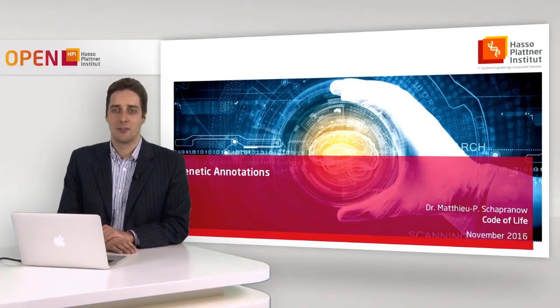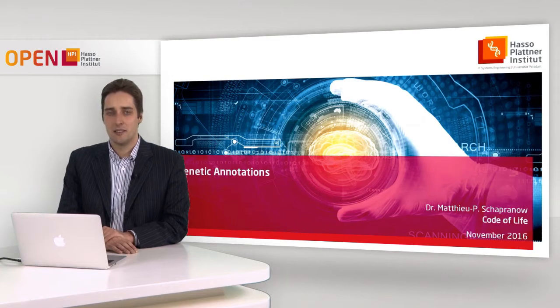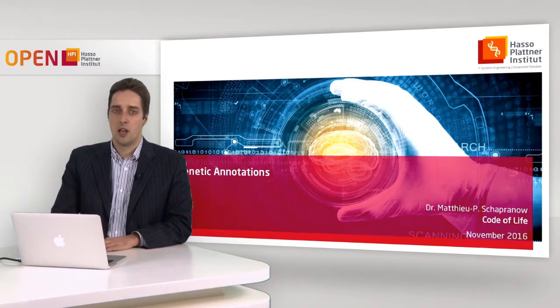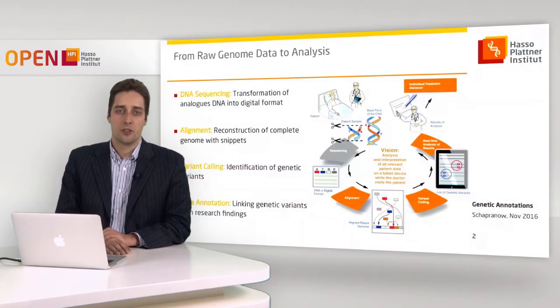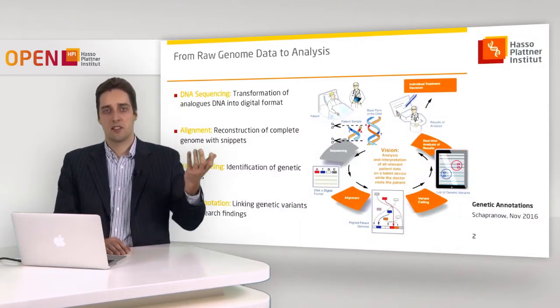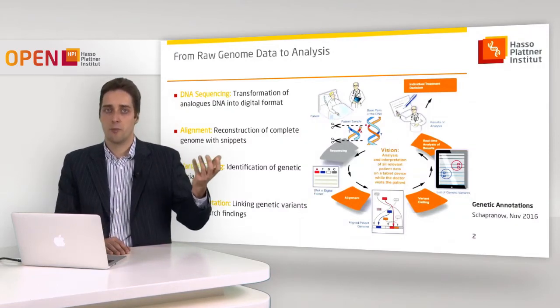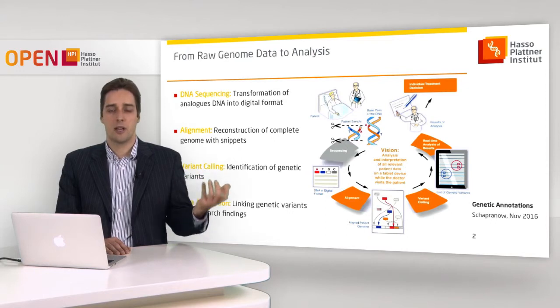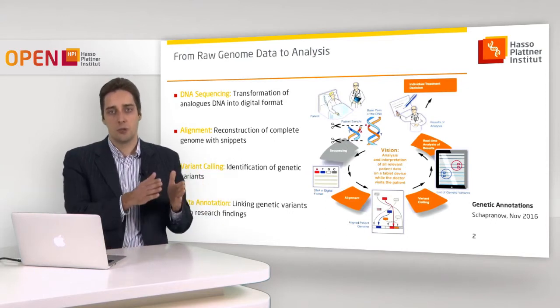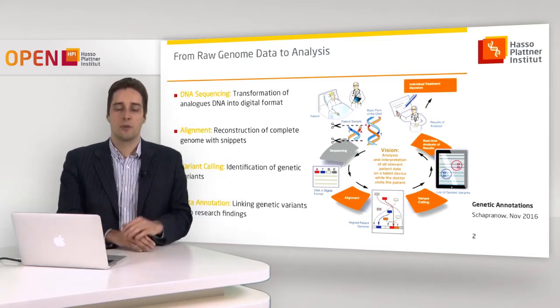Welcome back to the Code of Life, and today we are talking about genetic annotations. This is the last step in the process of finding potential treatments. You can remember we had started with the DNA sequencing where the sample is digitalized. We came to the alignment phase where all these small DNA reads were mapped to a reference.